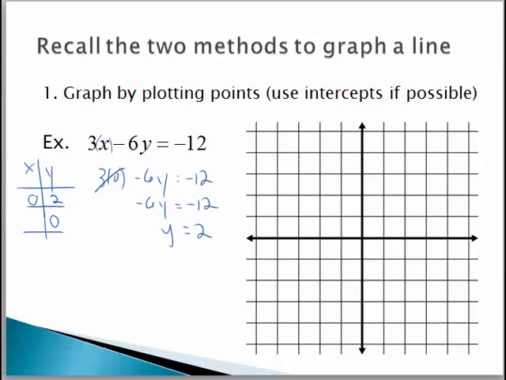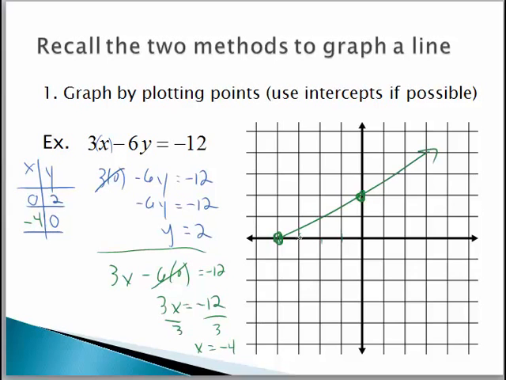Do the whole thing over again. Plug in 0 for y to find the x-intercept. 3x minus 6 times 0 equals negative 12. That goes away. 3x equals negative 12. Divide both sides by 3, and x equals negative 4. So x equals negative 4 when y equals 0. I plot those 2 points, negative 4, 0 and 0, 2, and I have my line. That was one method you learned.